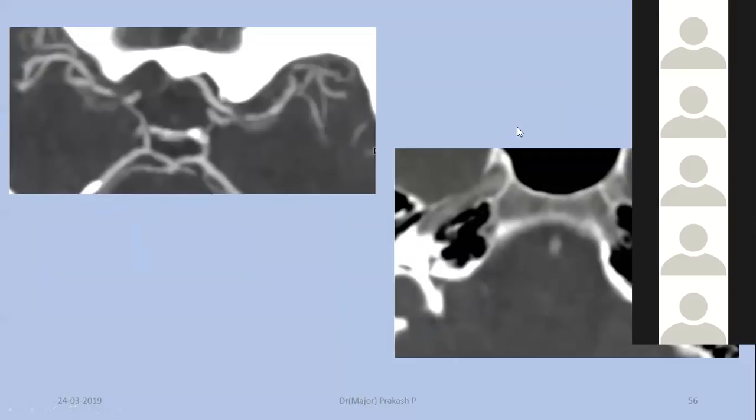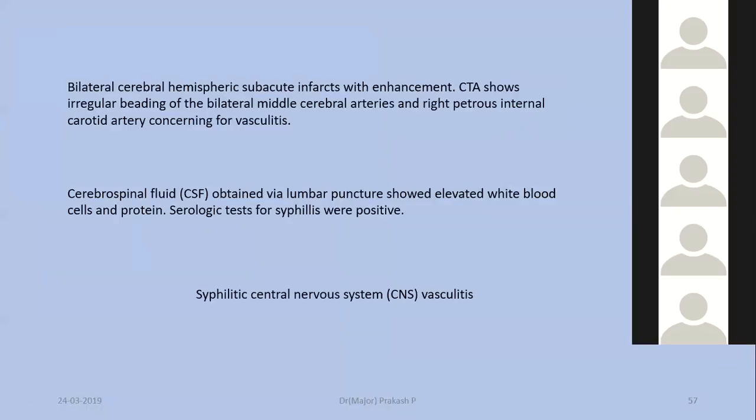So as somebody had mentioned in the report, it is a case of CNS vasculitis which showed multiple focal patchy areas of subacute infarcts with enhancement. In the CT angiography which was done, it shows irregular beading of the bilateral middle cerebral arteries as well as the ICA, which are concerning for vasculitis.